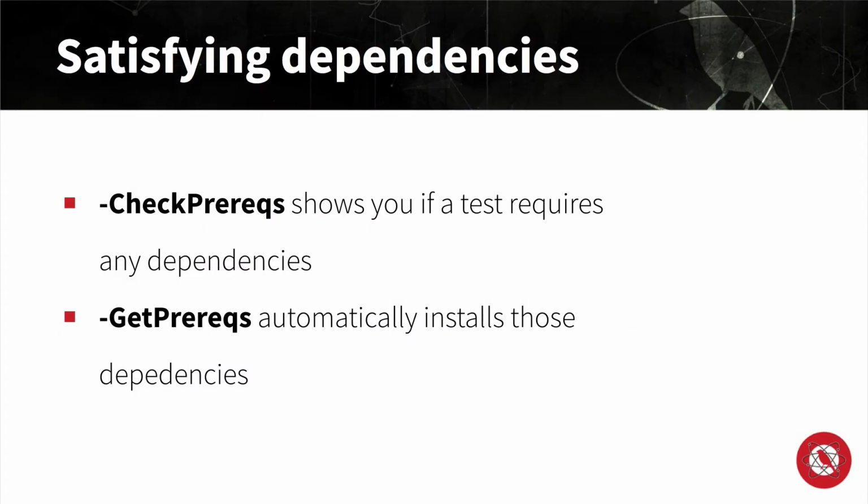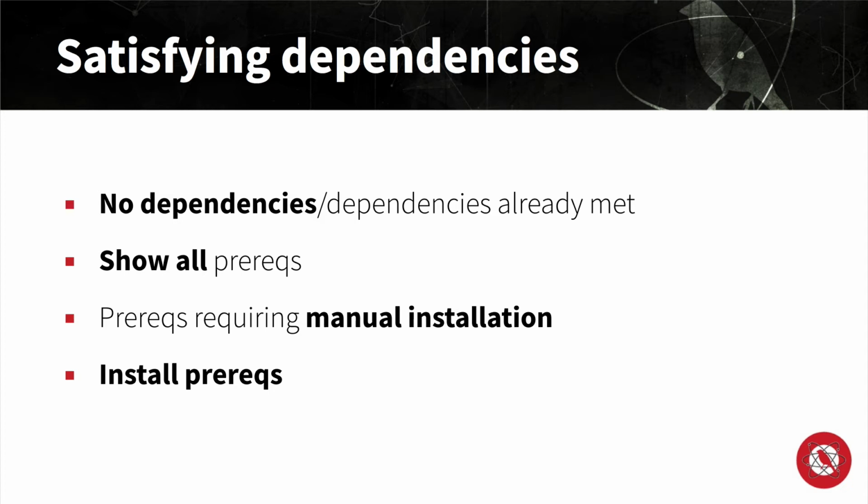Invoke-Atomic supports both the ability to check if a test requires any dependencies and also to install or configure those prerequisites. In today's video, we're going to demonstrate both of those features in a few different contexts. We'll start by showing what happens when you run the check prereqs command for a test that doesn't have any dependencies or that has dependencies that already exist in your environment. We'll then show how you can list all of the prereqs associated with all of the tests for a technique. Next, we'll show you an edge case where prereqs exist but require manual configuration. Finally, we'll demonstrate how you can automate the installation of dependencies under normal conditions.